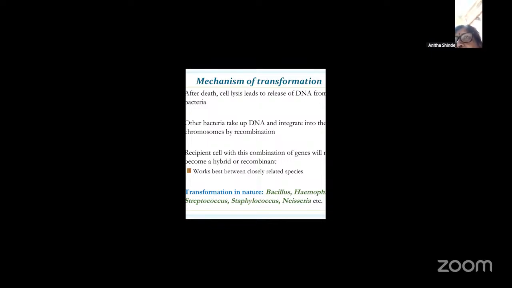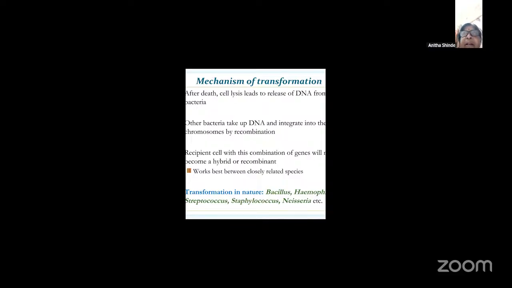Artificial transformation can be done only in E. coli because it cannot transform naturally. So that is why its transformation has to be done only by artificial means. Whereas natural transformation you can observe in Bacillus, Haemophilus, Streptococcus, Staphylococcus, and Neisseria.